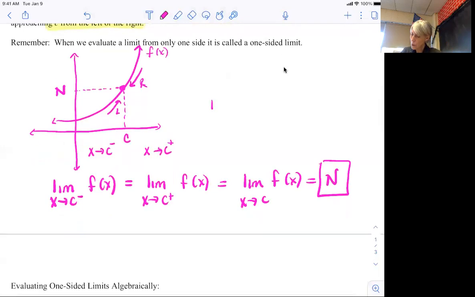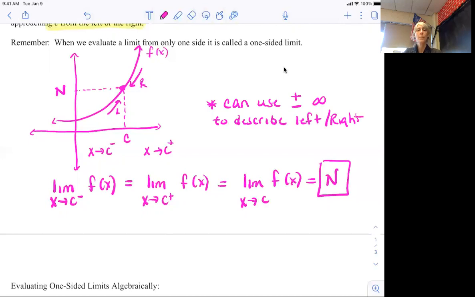We also want to remember when we're doing one-sided limits, we can use plus or minus infinity to describe left and right limits. But we cannot use plus or minus infinity to describe an overall limit unless they're the same. If they're both going to infinity, then you can use infinity. If they're both going to negative infinity, you can use infinity as well. But more often than not, we just use does not exist for those situations.